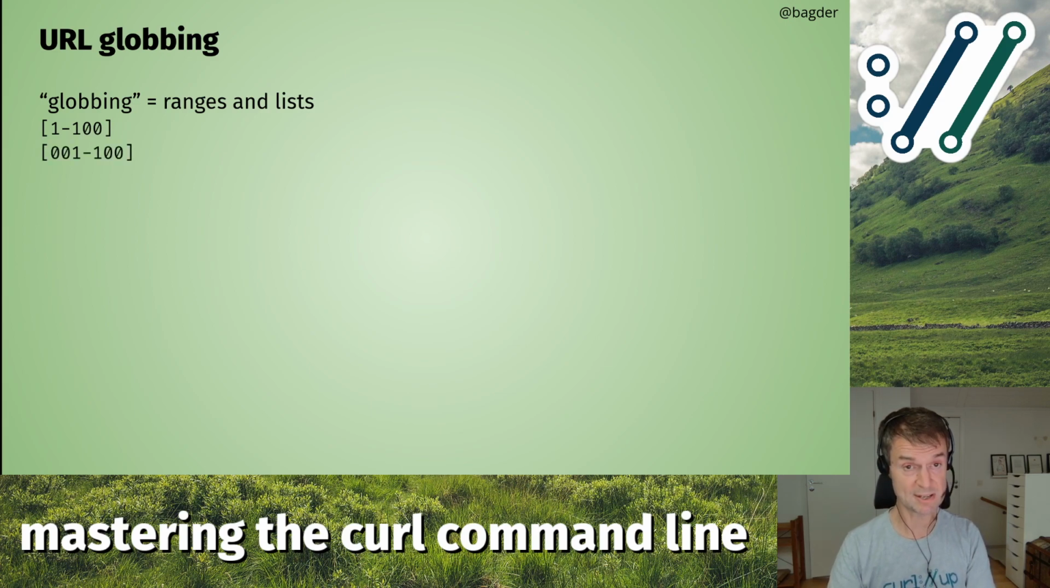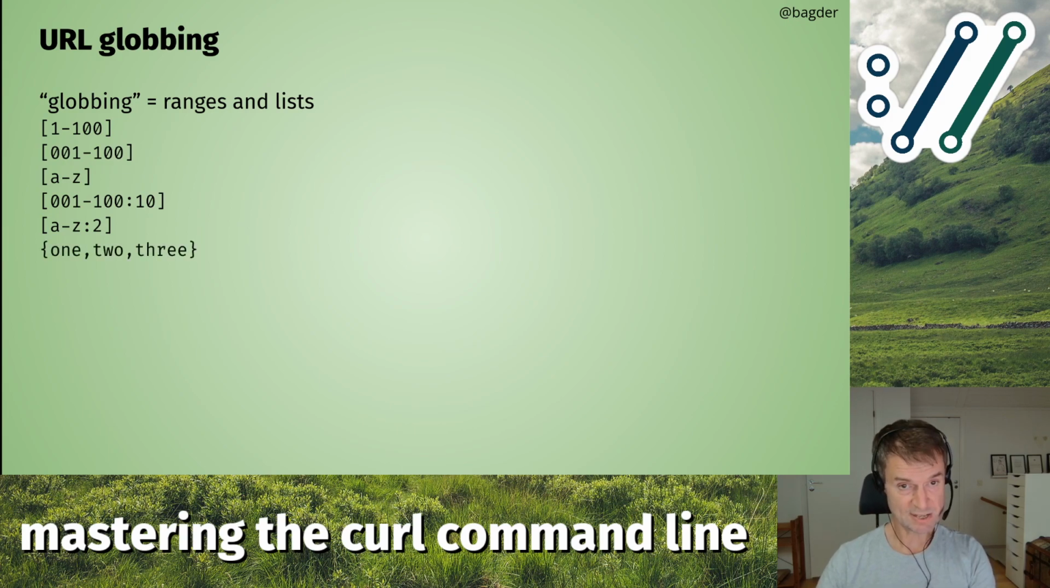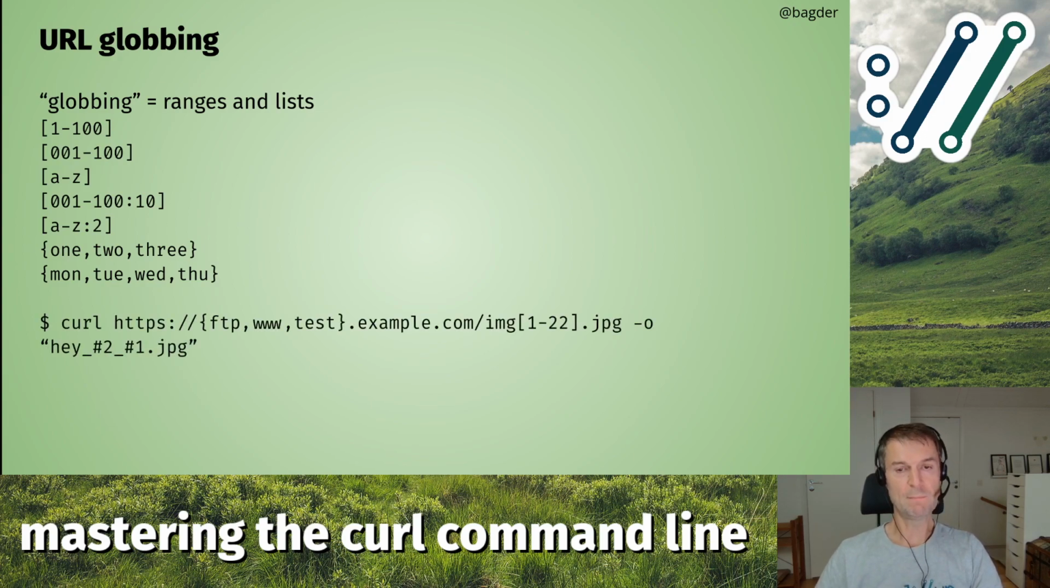Or you can even have it zero-prefixed. You can make it letters like A to Z, or you can do jumps, so 1 to 100 taking steps of 10 at a time. And you can even do steps with the letters. Then of course you can do lists, which, as you can see, use braces instead, comma separated, so 1, 2, 3, or weak, like that. And you can combine them.